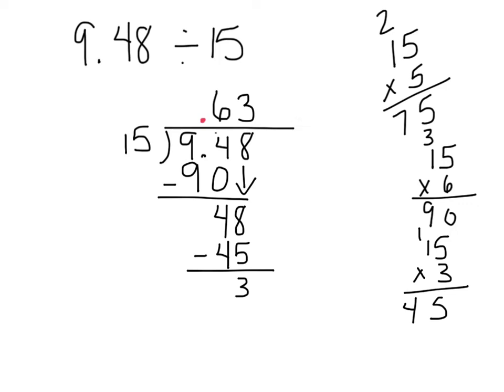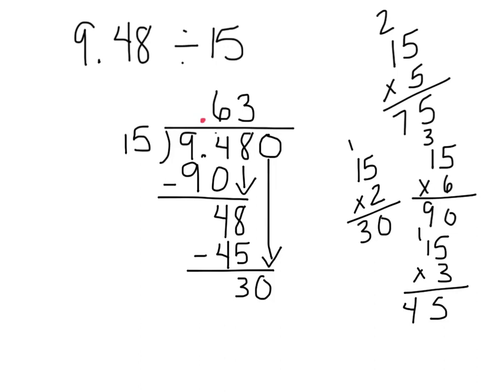What we need to do is finish the problem. And we can do that by adding a 0 here and bringing the 0 down. I'm going to continue dividing. How many times can 15 go into 30? I bet exactly 2 times. 2 times 15 is 30. Now I'm left with nothing, no more numbers to bring down, so my final answer is 0.632.